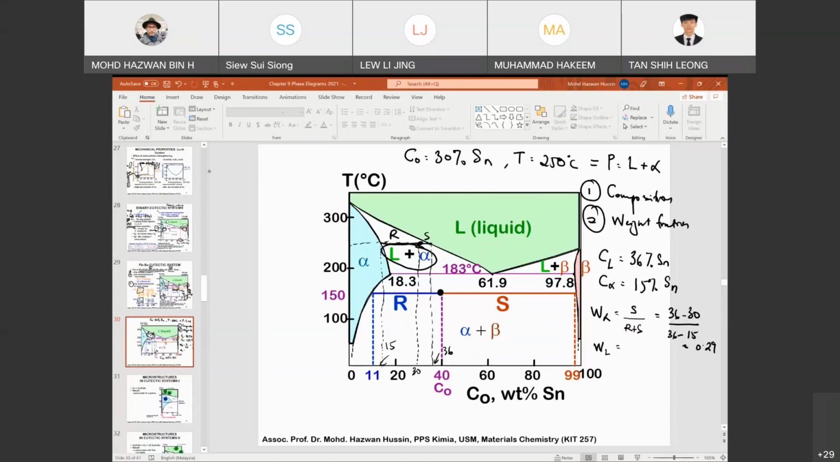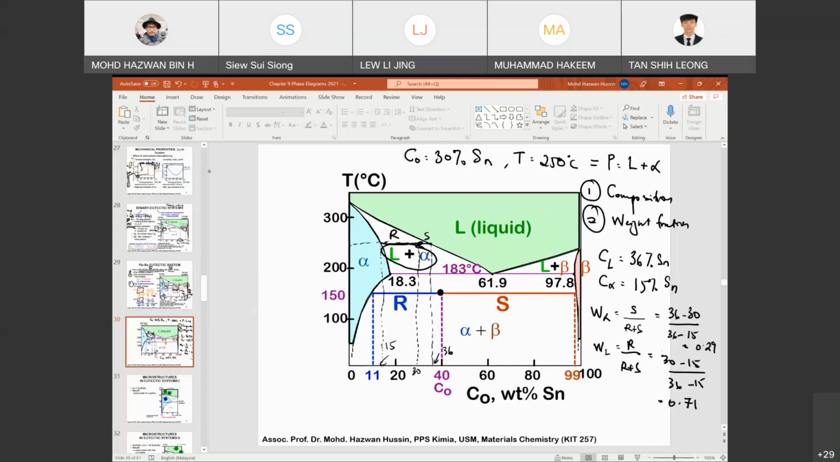Okay, all right. So for the weight fraction of liquid, now liquid is located on the right hand side of the tie line, then it will be R over R plus S. Okay, so what's the value? 30 minus 15 divided by 36 minus 15. Isn't it? Yes. So what's the value? 0.71, right? Okay, right.